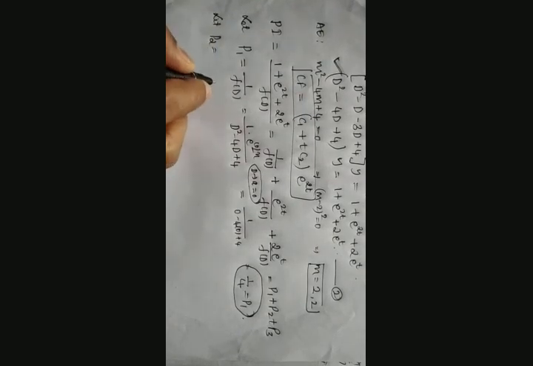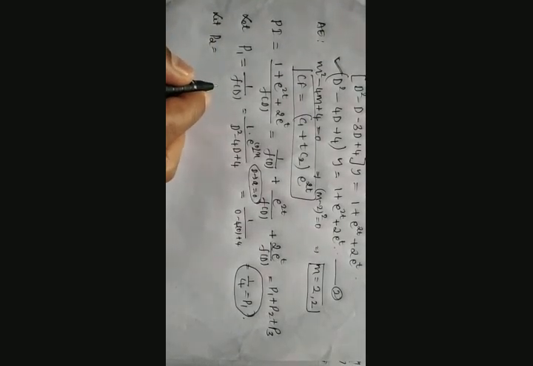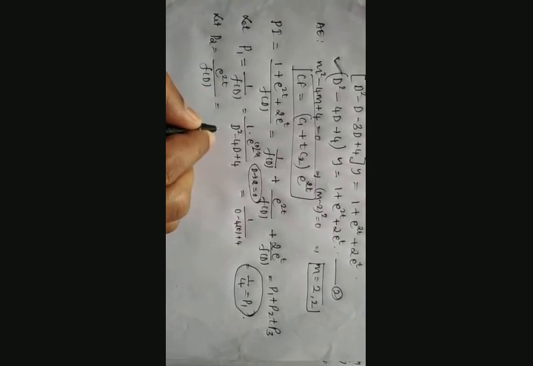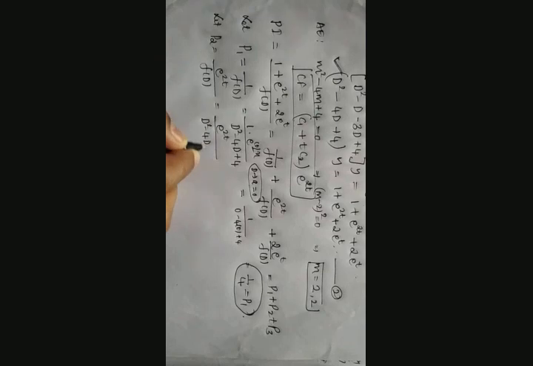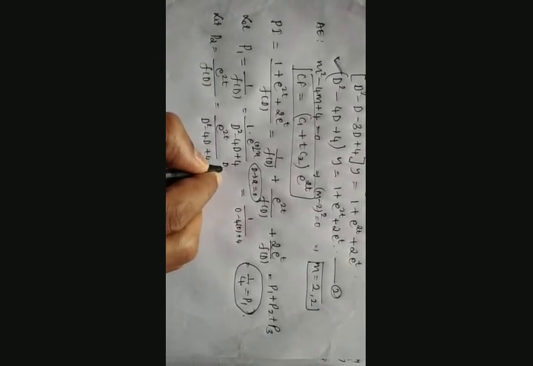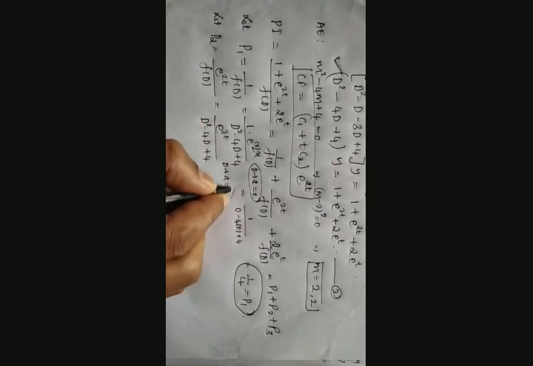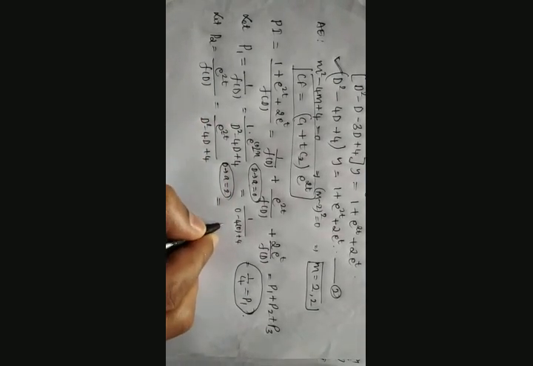Next, P2. What is P2? P2 is nothing but e raised to 2t divided by f of d. So, e raised to 2t divided by d square minus 4d plus 4, where d is going to be replaced by a, and a is equal to 2. If you replace this, then what happens? e raised to 2t divided by d square, replace d by 2.